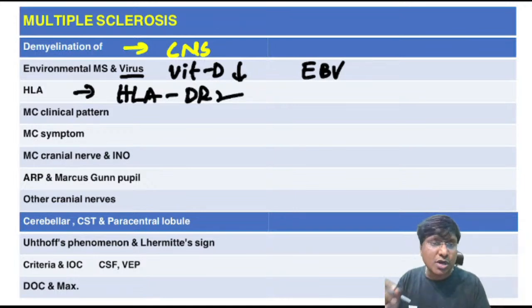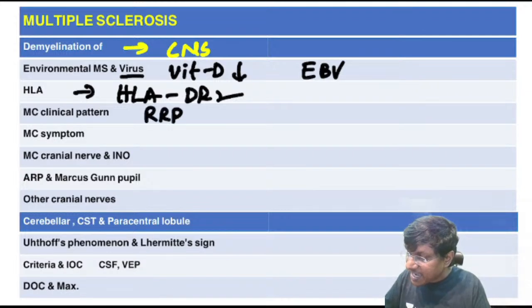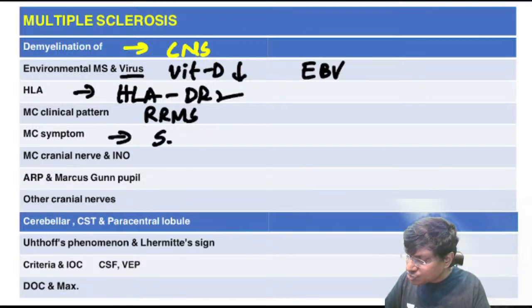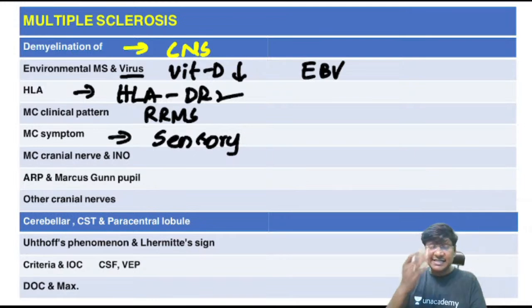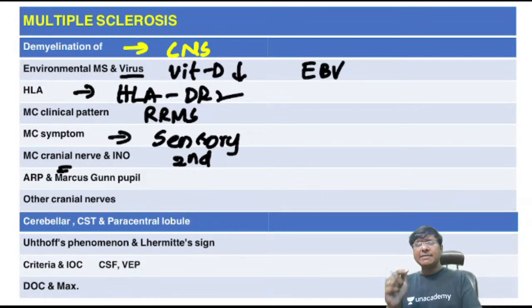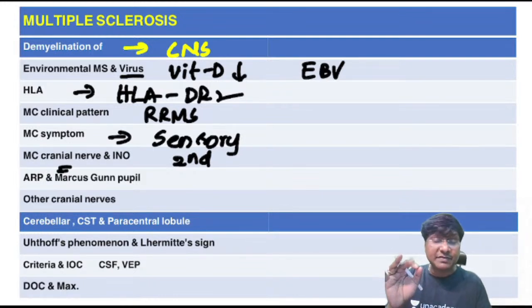Then, what is the most common clinical pattern of multiple sclerosis? The most common clinical pattern will be RRMS, that is relapsing remitting multiple sclerosis. Now, what is the most common symptom in patients with multiple sclerosis? That will be the sensory symptom, in the form of paresthesias or sensory loss. Then, what is the most common cranial nerve affected in multiple sclerosis? That is the optic nerve, the second cranial nerve. And because of demyelination of the optic nerve, the individual can present even with blindness.